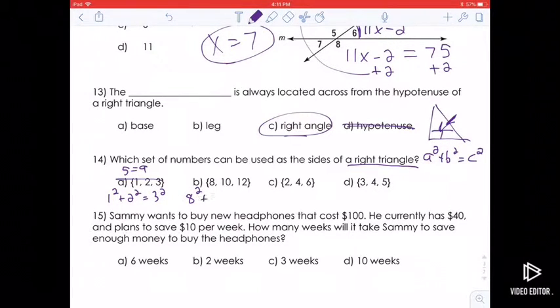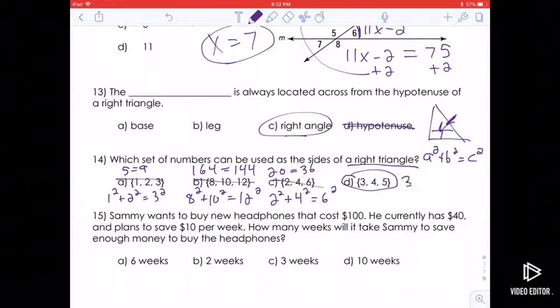8 squared plus 10 squared equals 12 squared. Well, 8 squared is 64, plus 100 is 164. Does that equal 144? No, can't be choice B. 2, 4, and 6. 2 squared plus 4 squared equals 6 squared. 4 and 16 is 20. Does that equal 36? No. By process of elimination, it's choice D.